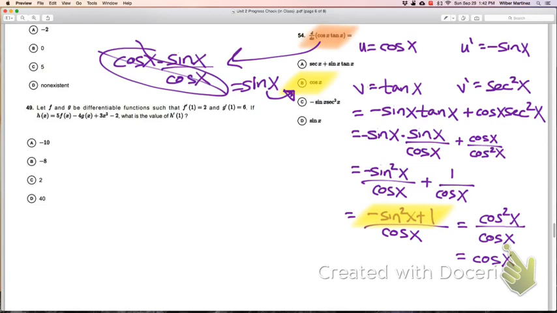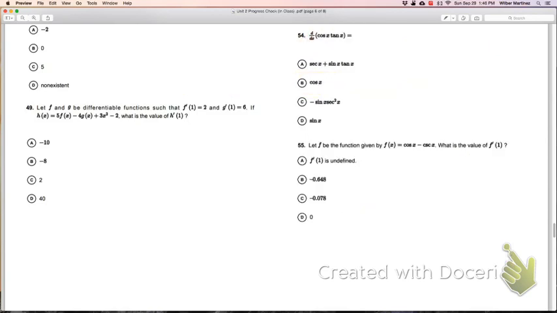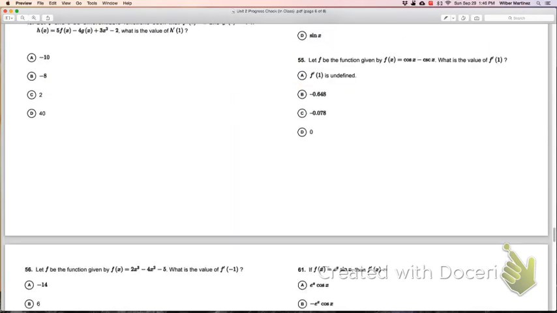Number 55 says, let f be the function given by cosine of x minus cosecant of x. What is the value of f prime of 1? So I can go ahead and take the derivative of f. F prime of x is equal to the derivative of cosine of x. And actually, now that I'm looking at it, notice that all of these are decimal places, so we're going to need a calculator to find this anyway.